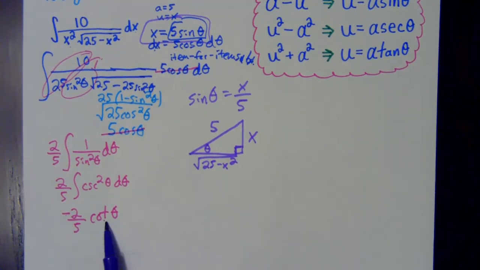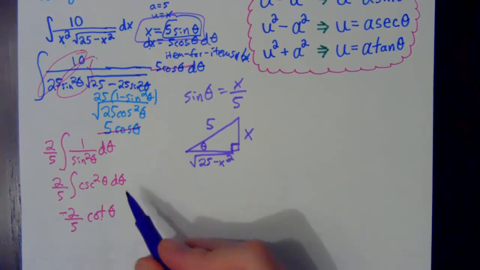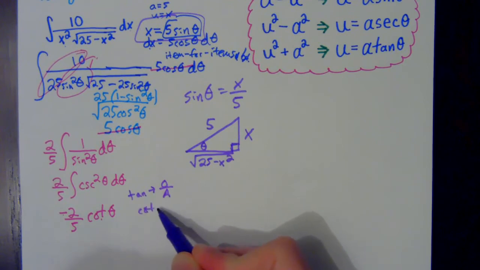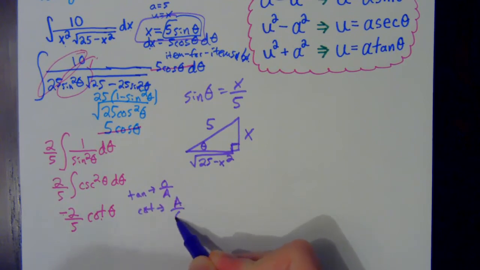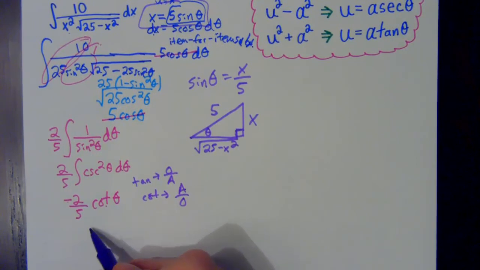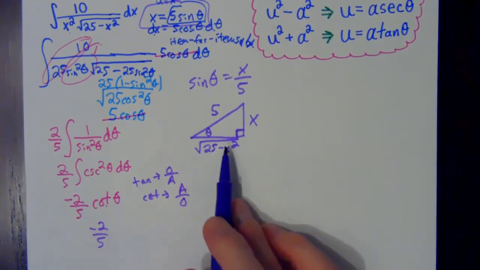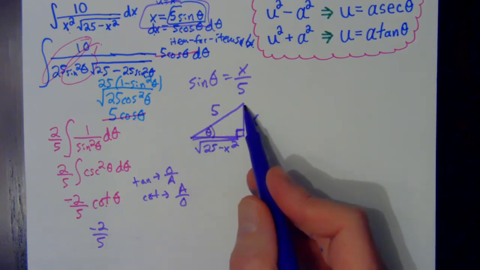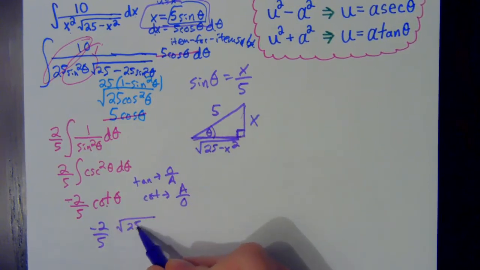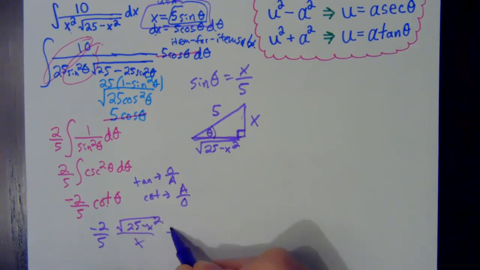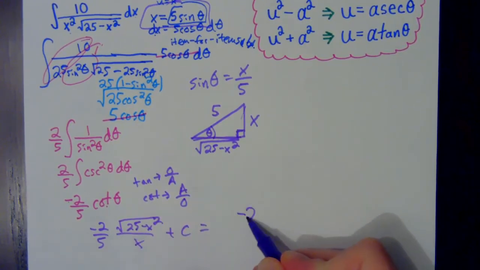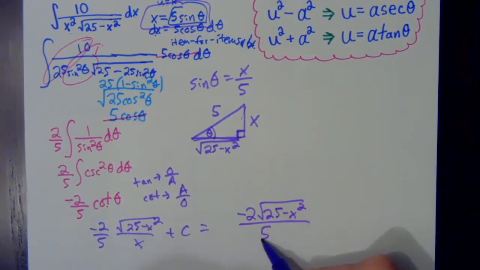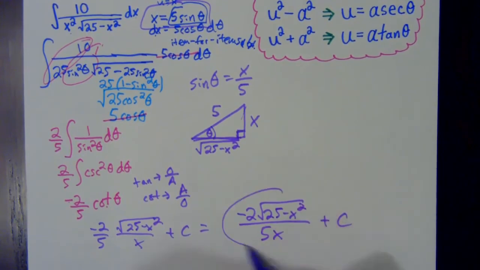All right, and then you're just going to use SOHCAHTOA to get your x's back in the problem. So you know that tangent is equivalent to opposite over adjacent, which means your cotangent is going to be the reciprocal of that, the adjacent side over the opposite side. So you got this negative 2/5, and then your cotangent of theta, you're going to do the adjacent side over the opposite side. So that's going to be your radical 25 minus x squared all over that x, and then we have our final answer. I'll just rewrite it like this. You got your plus C, and then we're done.